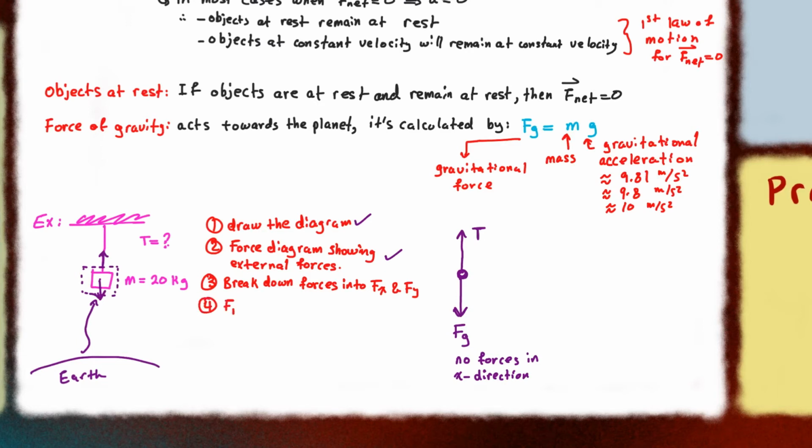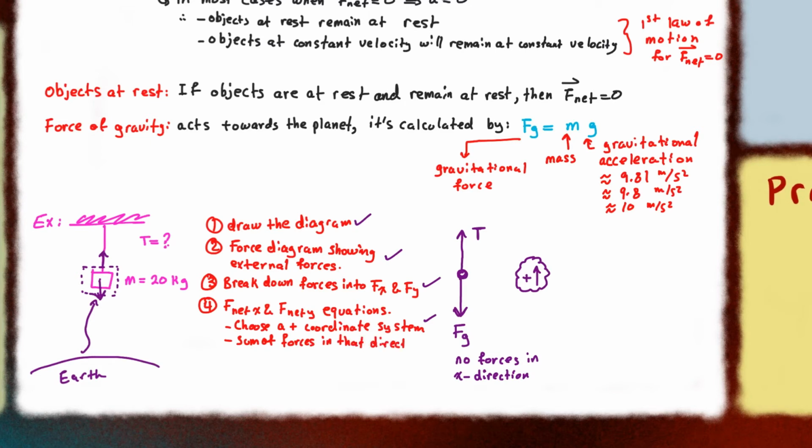So then our fourth step is to write the Fnet x and Fnet y equations. First, we're going to choose a positive coordinate system. In this case, forces are only acting in the vertical direction, so we're going to take up to be positive. We could take down to be positive as well. Then we're going to sum all the forces in that direction. So Fnet y is going to equal the tension force, which is positive because it's going in the same direction as our coordinate system, minus Fg, because Fg is going in the opposite direction.